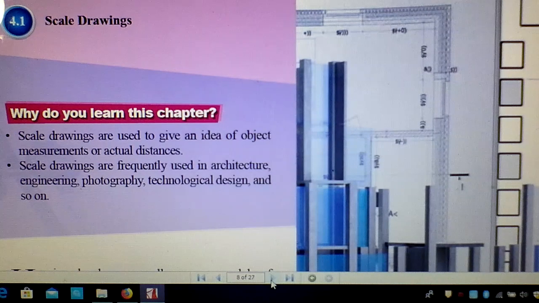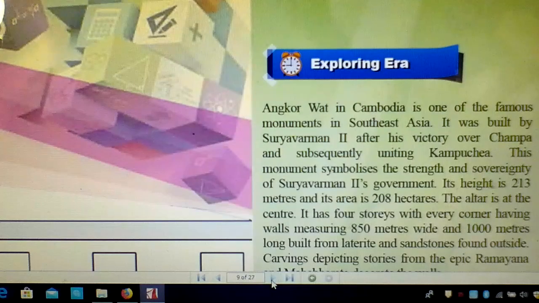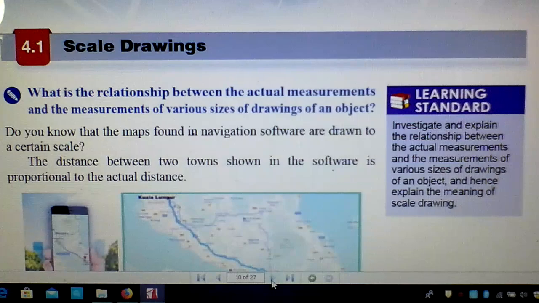Okay, now we look at our topic 4.1. You can refer to your textbook. The first part we want to study is what is the relationship between actual measurement, ukuran sebenar, and the measurement of various sizes of drawing, ukuran pada lukisan. So, apakah hubungan di antara ukuran sebenar dan ukuran pada lukisan untuk objek tersebut?